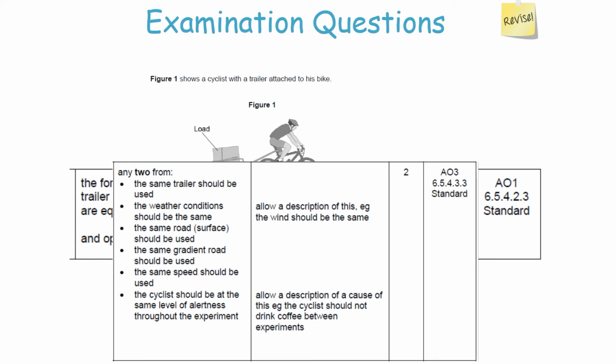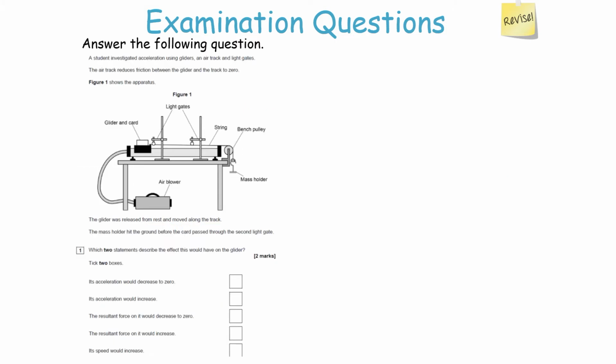So it could be the same trailer should be used, the weather conditions should be the same, the same road surface should be used, the same gradient of the road should be used, the same speed should be used, and the cyclist should have the same level of alertness throughout the experiment. Let's look at the next question.